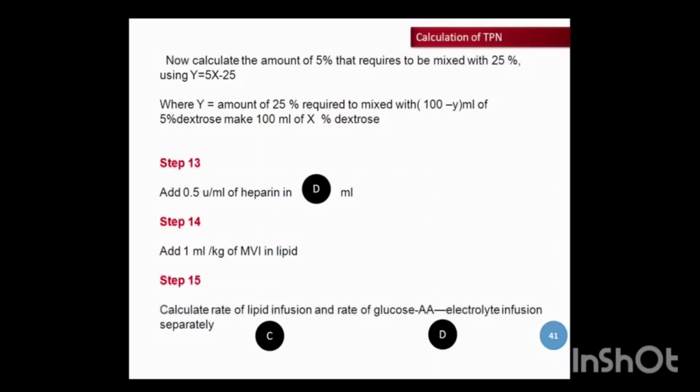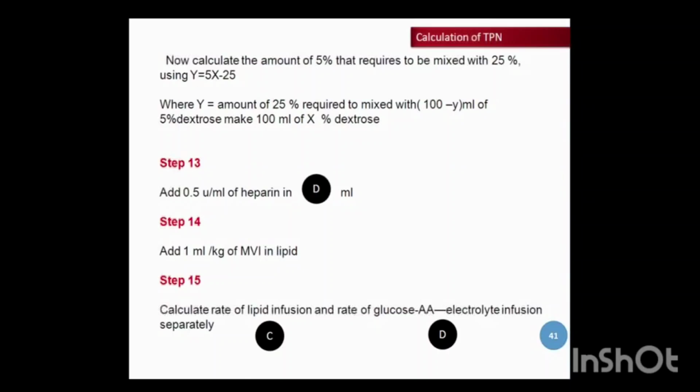Now, it may be so that the percentage of the dextrose that we require may be more than 10%, or it may be even 8% or 9%. That may be difficult to be provided using a standard 5% or 10% solution. So we require another formula. The formula we use is made by using 5% and 25% dextrose, using the formula y = 5x minus 25, where y is the amount of 25% dextrose required to be mixed with 100 minus y ml of 5% dextrose to make 100 ml of x% dextrose.